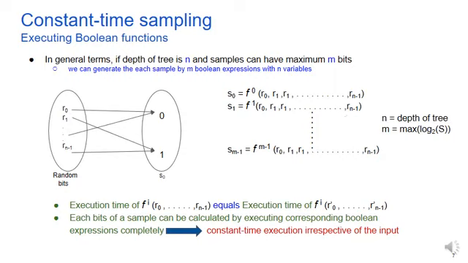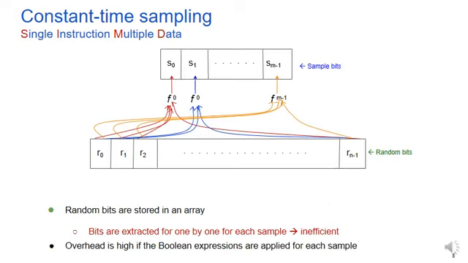Now we can calculate each bit of a sample by executing these expressions one by one, and this leads to a constant time sampling, as irrespective of the input, these functions take same time to execute. But if we store the random bits in an array and use them to generate each sample, the overhead for unpacking the bits and calculating the Boolean expressions become too high. Here we of course get a constant time sampler, but the performance is very poor.